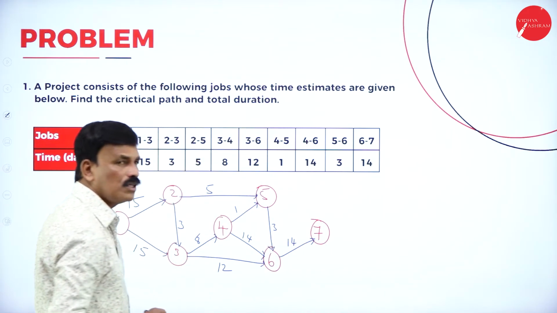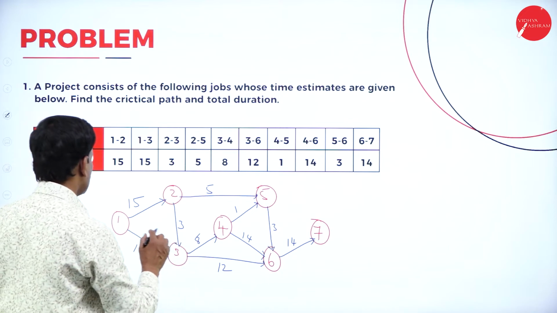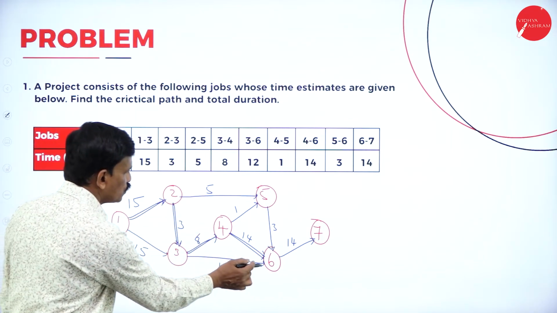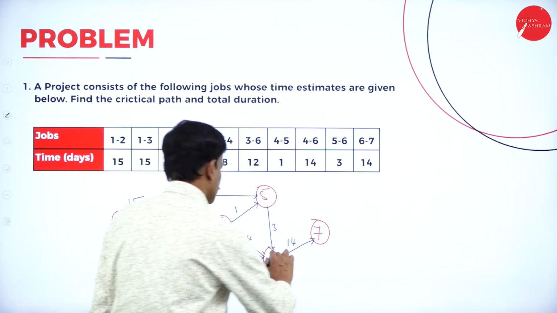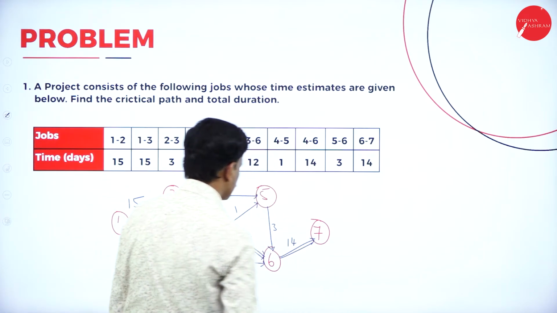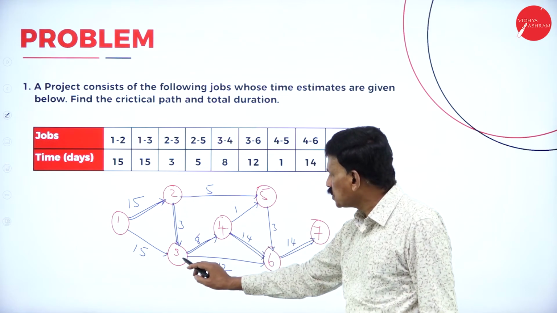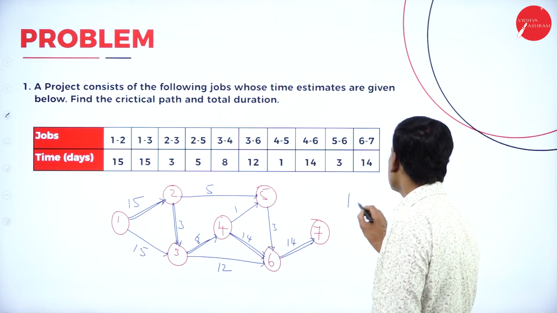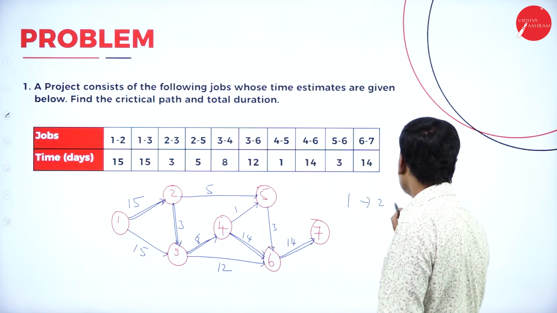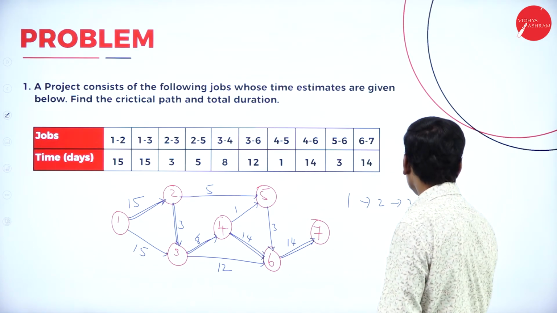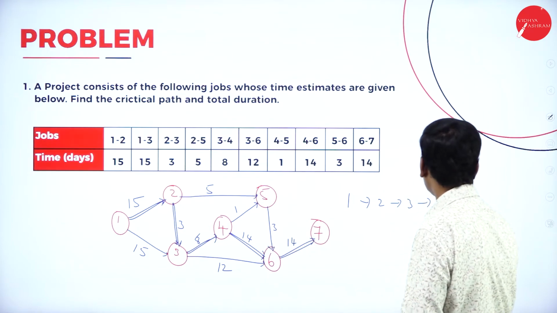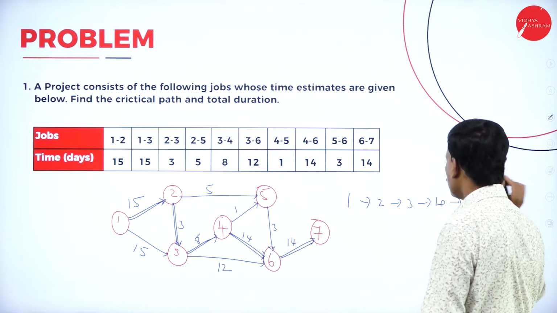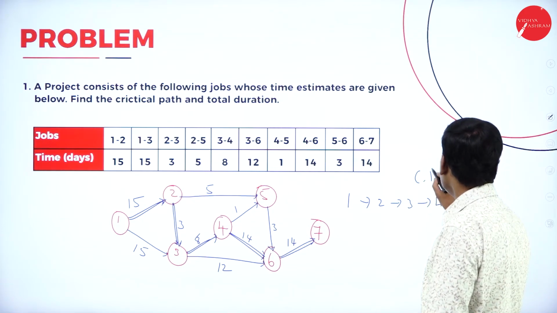Okay. Now write down the critical path. The critical path will be 1 to 2, 2 to 3, 3 to 4, 4 to 6 and 6 to 7. That's all. So the critical path is 1 to 2, 2 to 3, 3 to 4, 4 to 6, and 6 to 7.